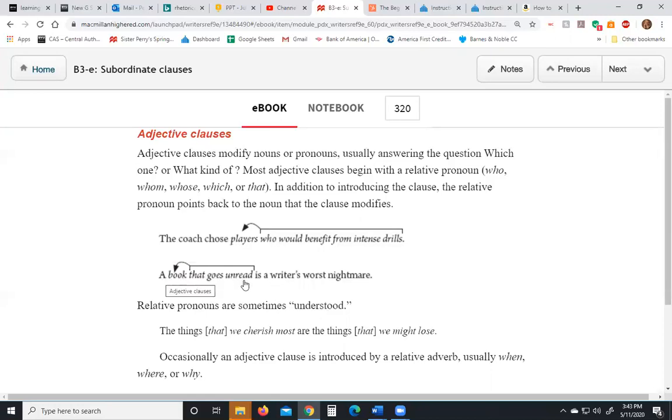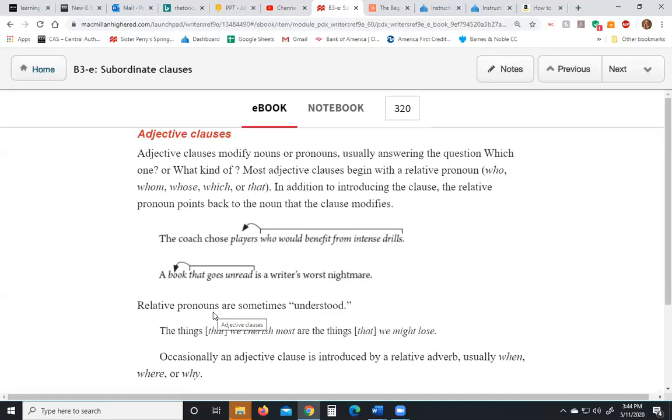A book that goes unread is a writer's worst nightmare. Now this one you couldn't remove. This is a relative clause. Both of them are relative clauses, meaning that they're essential clauses. They're not non-essential. You really can't take them out because the meaning of the sentence becomes vague. I think the word's obtuse, but I don't want to use a word inaccurately. So if you said a book is a writer's worst nightmare, that sentence makes absolutely no sense at all.